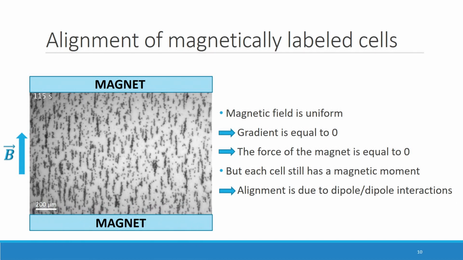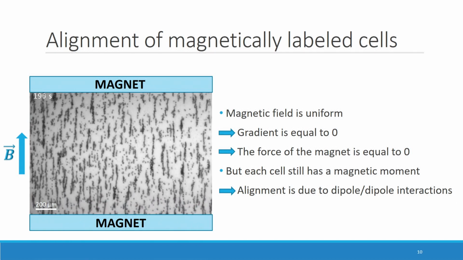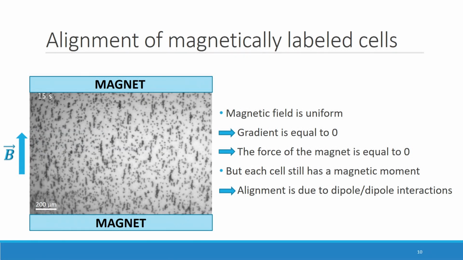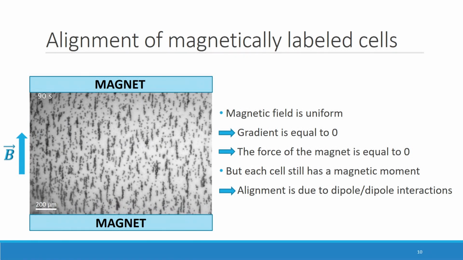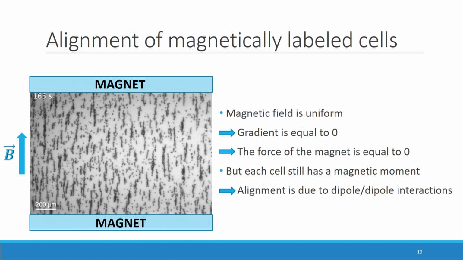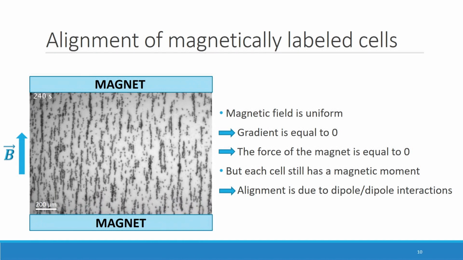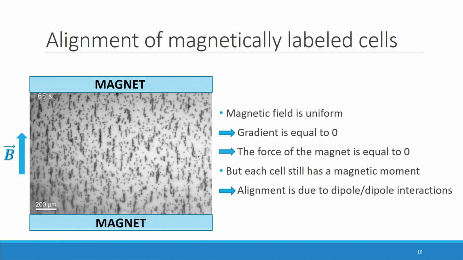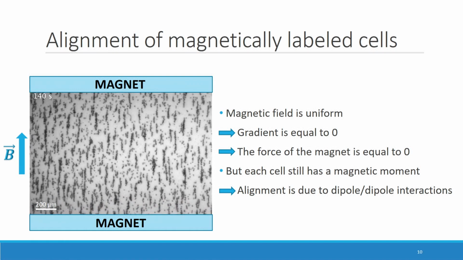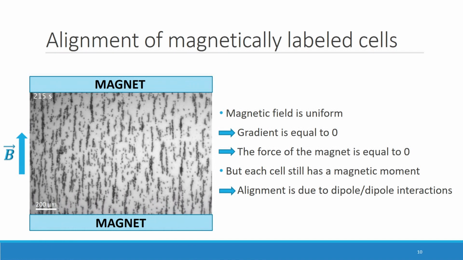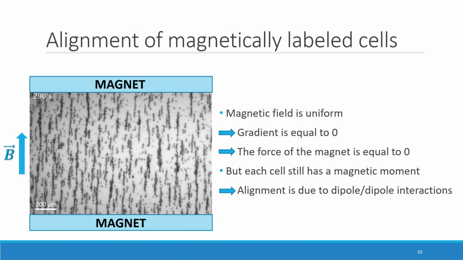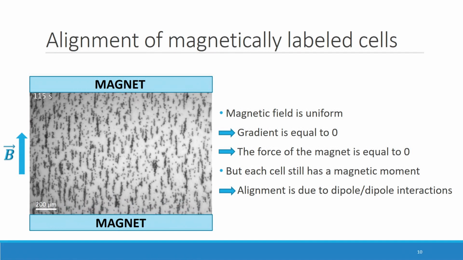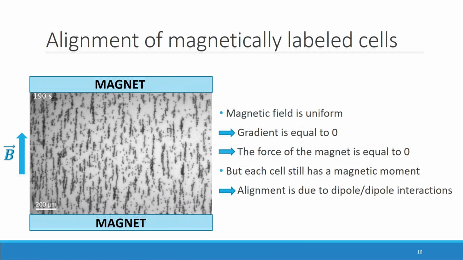You can see the cells going from randomly dispersed to aligning in the direction of the magnetic field lines. And you might be wondering, well, why are the cells aligning in this case, when previously, when I put them next to a magnet, they get attracted to it? Well, the reason is that in this configuration, where the 2 magnets are facing one another, with the right distance, you can optimize the magnetic field so that it's pretty much uniform in between the magnets, meaning that its gradient will also be very close to 0.